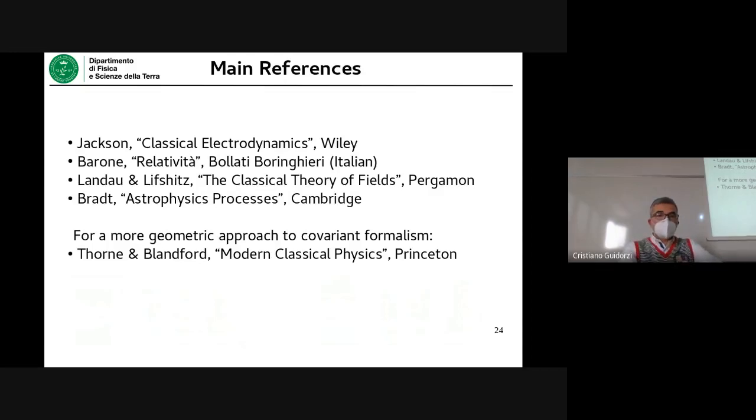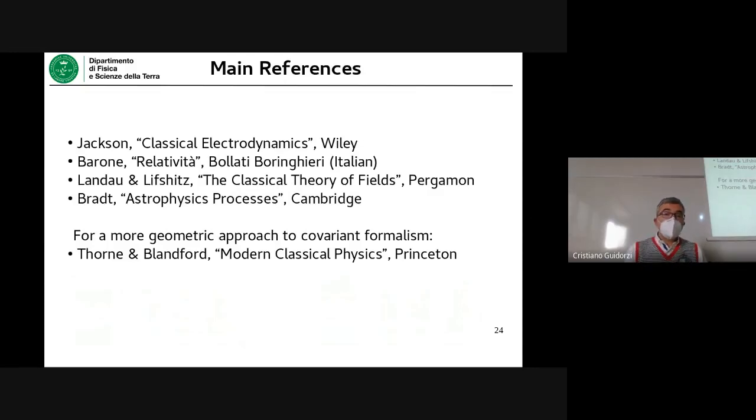This is the textbook I mostly follow. So Jackson, as I repeatedly said, but also Barone in Italian. And there are also other classical textbooks like the Brad. I took some pictures also from the Brad, as well as from Landau and Lifshitz.